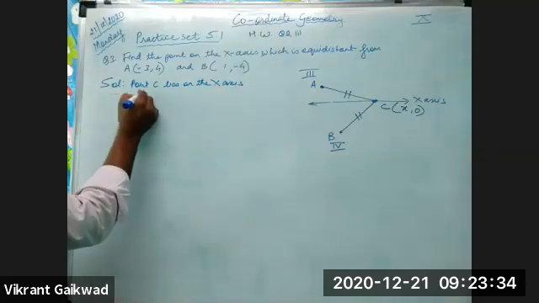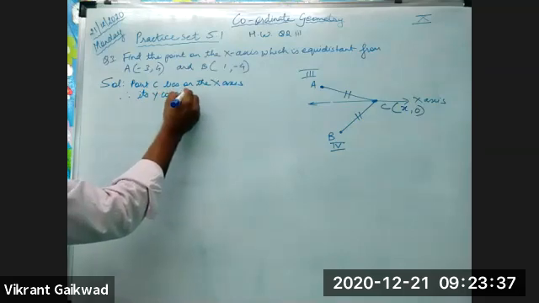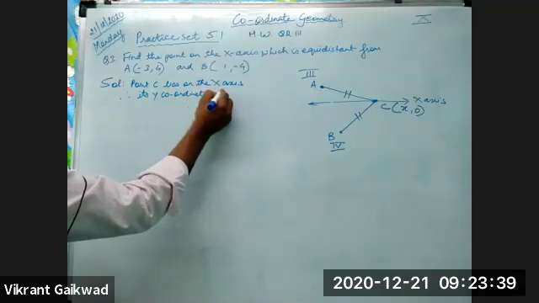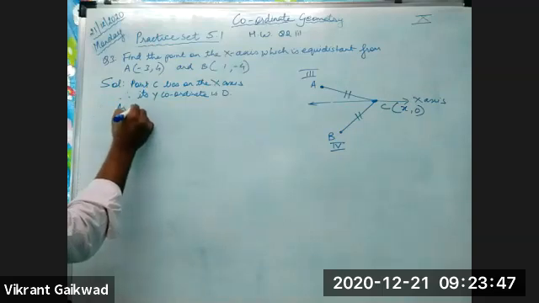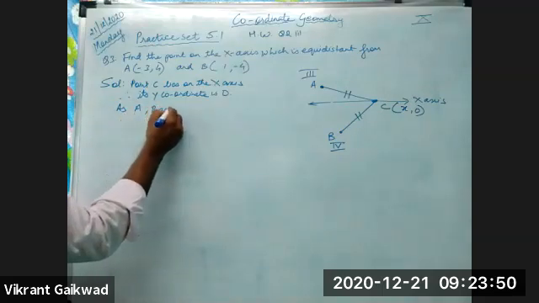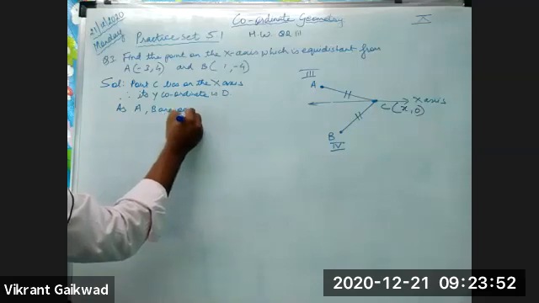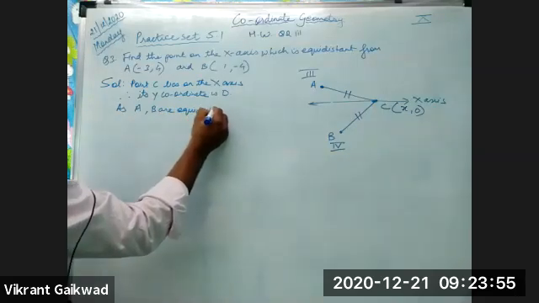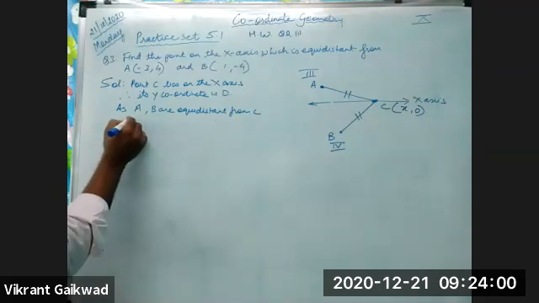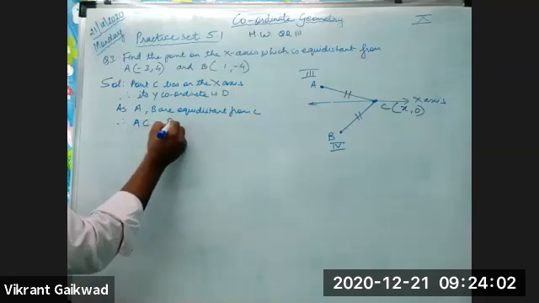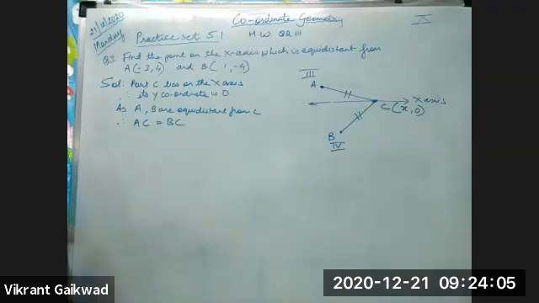Therefore, its y coordinate is 0. Now, as A and B are equidistant from C, you'll get AC equals BC. So that means distance of AC is going to be equal to distance of BC.